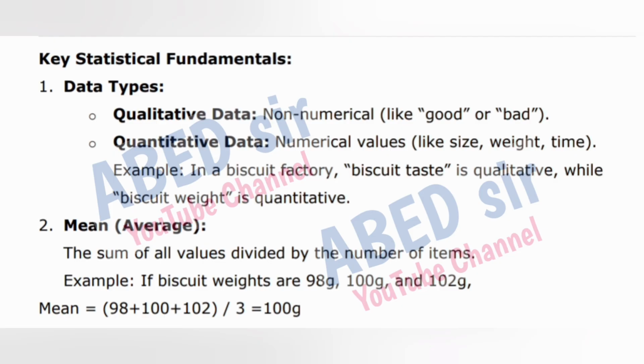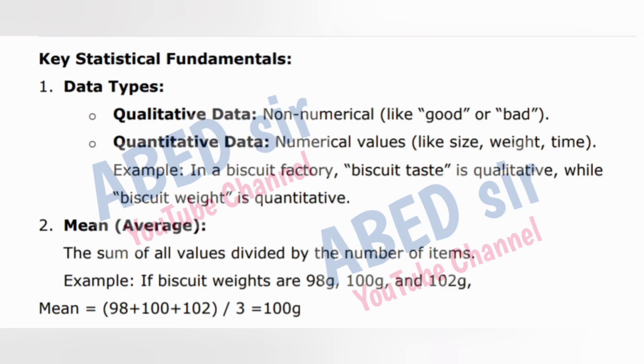Key statistical fundamentals. 1. Data types. Qualitative data: non-numerical, like good or bad. Quantitative data: numerical values, like size, weight, time. Example: in a biscuit factory, biscuit taste is qualitative, while biscuit weight is quantitative.